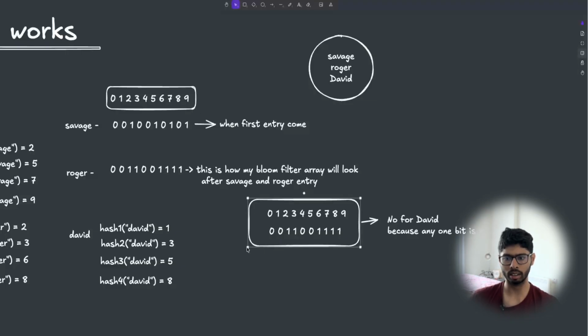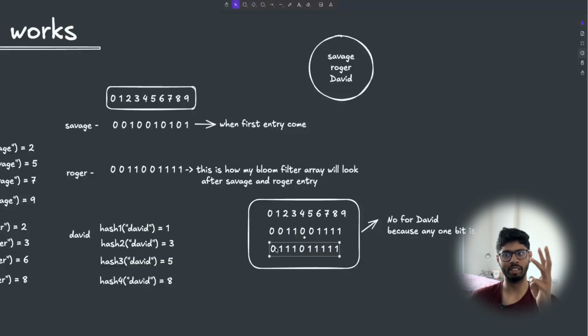Because now we have the 3 entries. So this is my previous Bloom filter array. Now let me update the Bloom filter array. It will look like 0, 1. For 2 it has already existed. 3, 4, we have nothing on 4, so we'll just keep it 0. For 5, we again get 5, 6, 7, 8, and 9. So this is the final stage of the Bloom filter array after the 3 entries, Savage, Roger, and David.